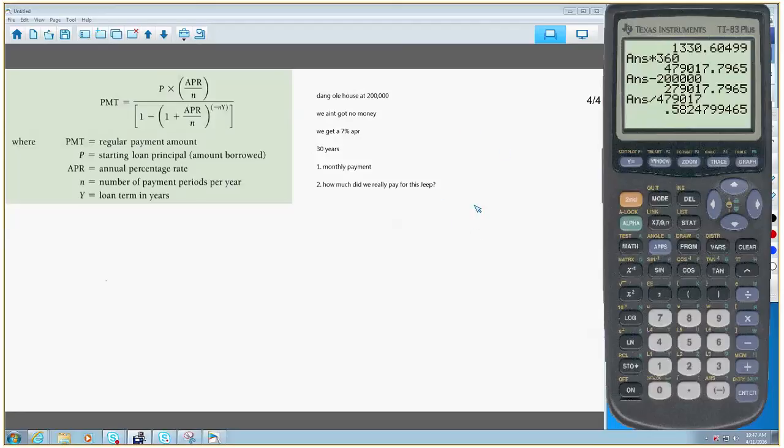All right, so you got 2 problems with a car. You got 2 problems with a mortgage. Expect probably that many on the test, because this thing right here, you need to know. You need to know it backwards, forwards, how to do it in your calculator, how to do it by hand. You need to be able to do this right here. Capiche? All right, y'all finished for today.